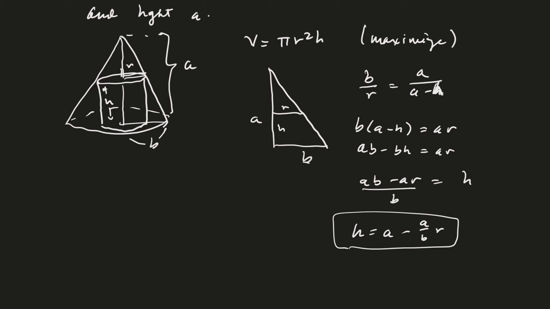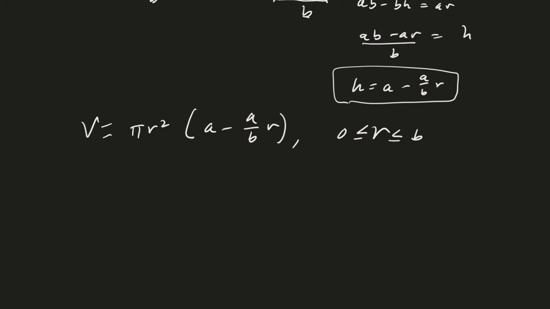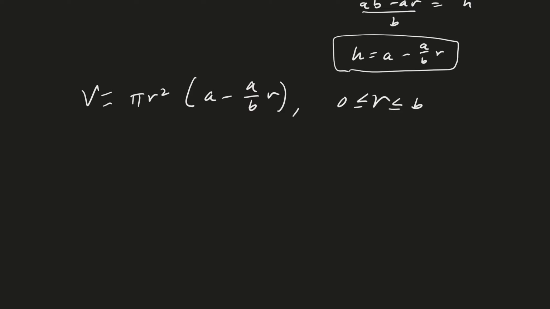Now that I've got h written in terms of r, by the way, is there any restriction on r? I guess we're going to write everything in terms of r. I guess we could go ahead and write the volume in terms of r as pi r squared times a minus a over b times r. And then r is going to be between 0 and b, right? Good. And you'll notice that the volume at 0 is 0, and the volume at b is 0. Good. And so we're kind of back to the same kind of problem we had before, right?